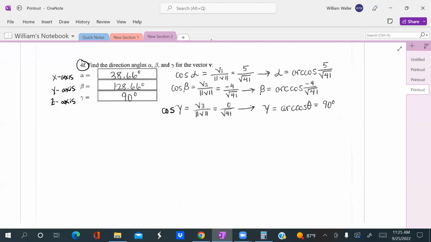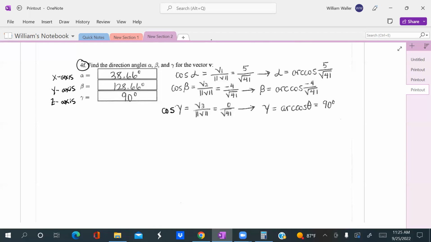For the cosine of beta, it's going to be the j component of the vector, which is -4, divided by the magnitude, square root of 41. Or in other words, beta is the arc cosine of this value. That turns out to be 128.66.